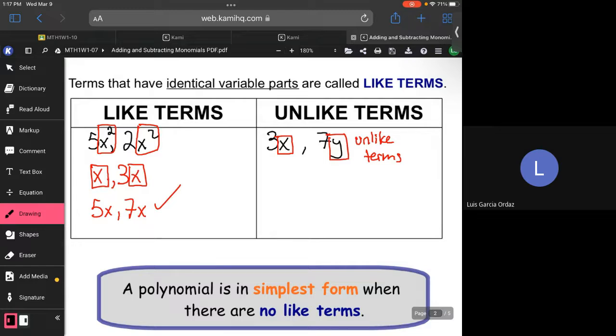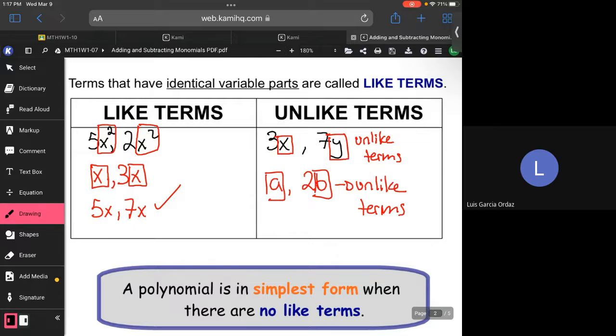Give me one more example of something that's not a like term, Austin. A and 2b. Yep, a and 2b. As you can see here, a and b are different, so these are also unlike terms. So a polynomial is in its simplest form when there are no like terms left at all.